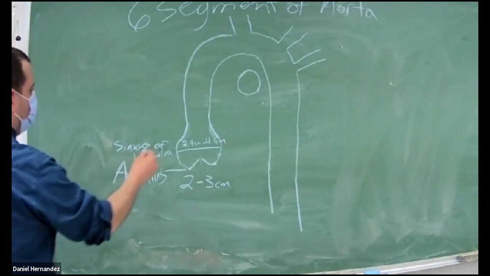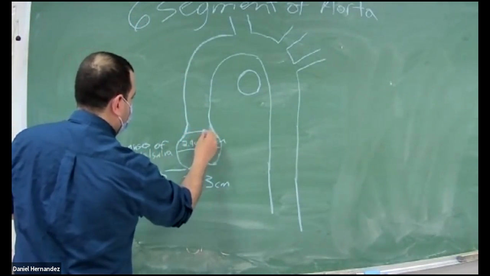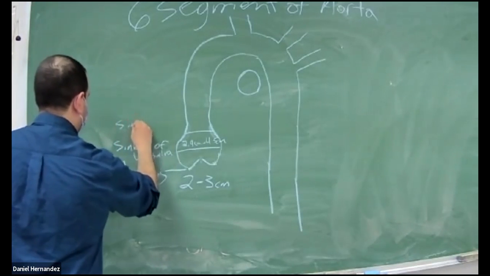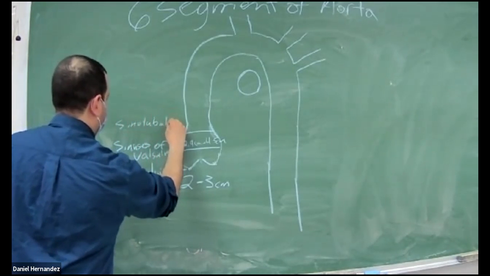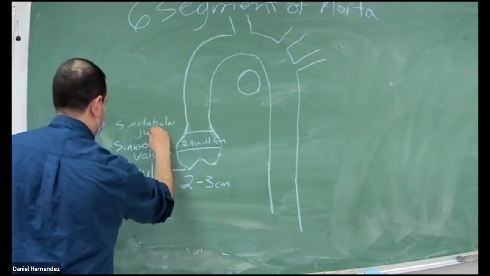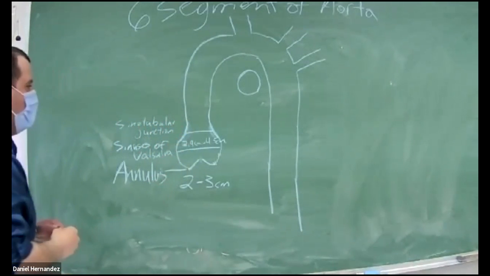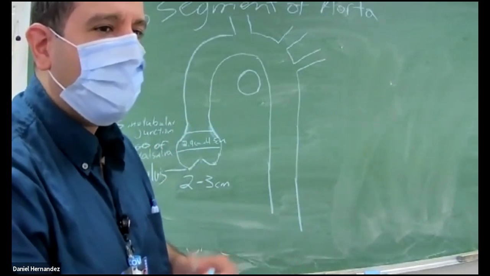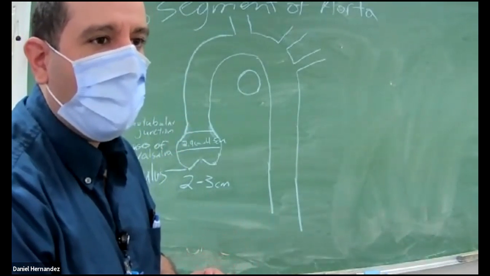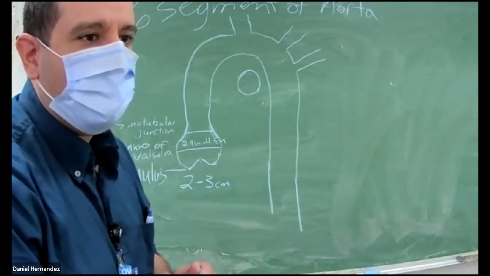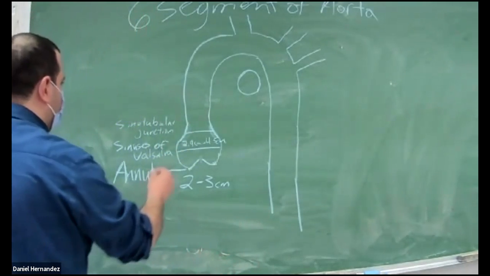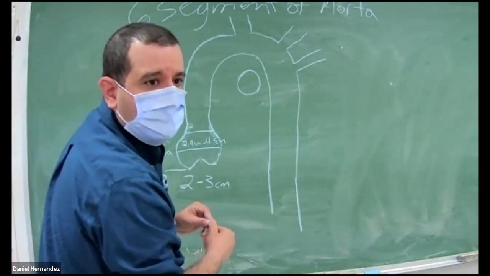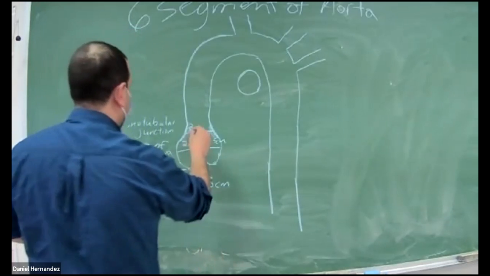As we continue moving up, the next segment just above the sinuses is our sinotubular junction. This is where the aorta is starting to taper and take on that uniform diameter, but it's still a little bit wider. So this has a diameter of 2.2 centimeters to 3.6 centimeters. 2.2 to 3.6.